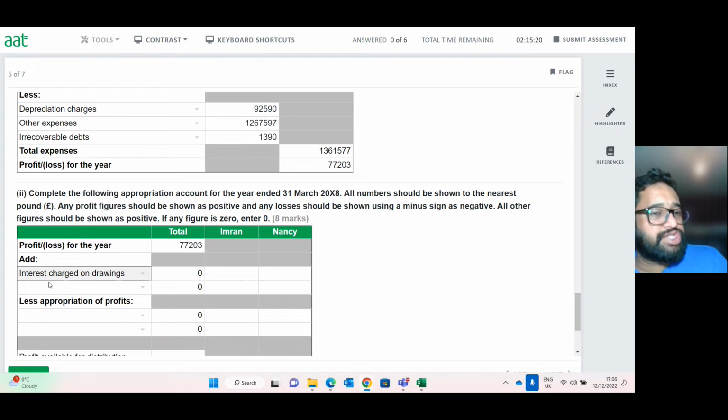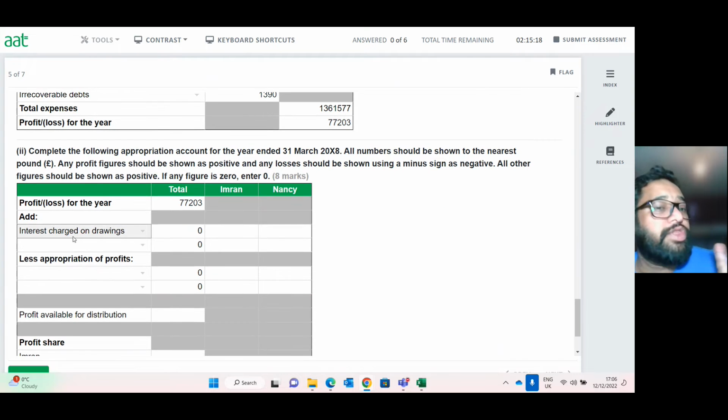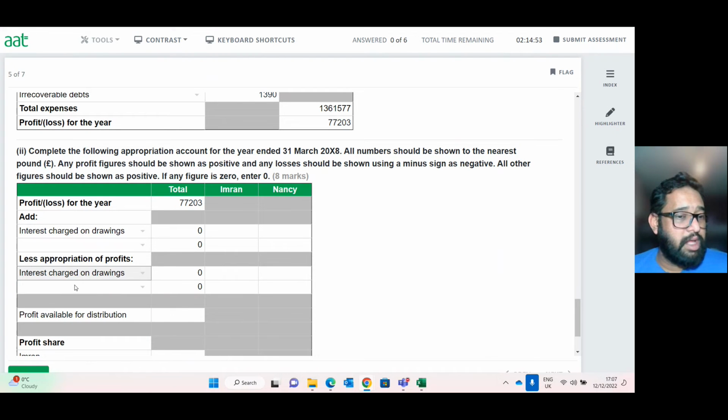So for example, interest on drawings gets added on here, but not the drawing itself. The drawing will be taken away on the current account, but on the partnership appropriation the drawings don't get involved at all, because that is not how we partition the profit among the partners. So in the appropriation of the profit account, interest on drawings gets added on, and interest charged on capital and then salary will be taken away here.